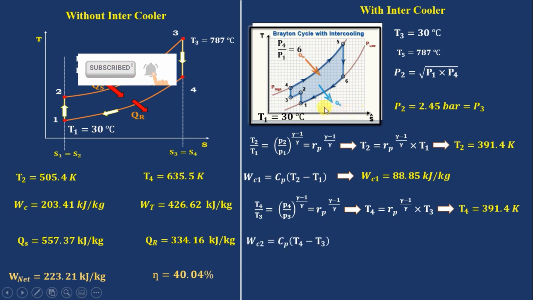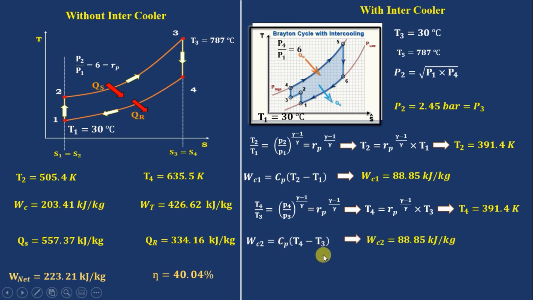Similarly, what is the work given to compressor 2? That is Cp into T4 minus T3. Your WC2 will become the same, 88.85 kilojoule per kg. If it is a perfect intercooler, both will give the same answer. Don't forget it. Now let's see the total amount of work given to the compressor, that is WC1 plus WC2. So WC becomes 177.7 kilojoule per kg of air, whereas without intercooler, you can look here, it is 203.41 kilojoule per kg of air.